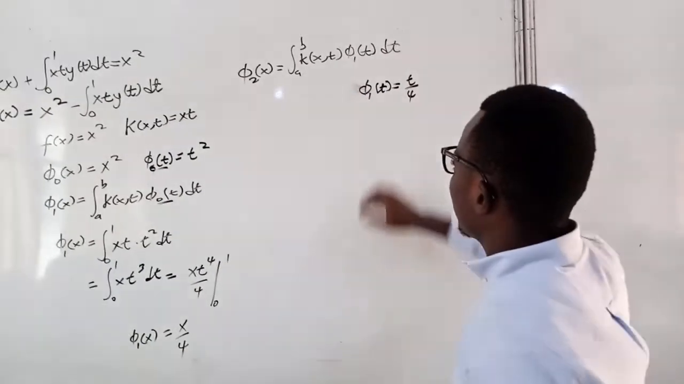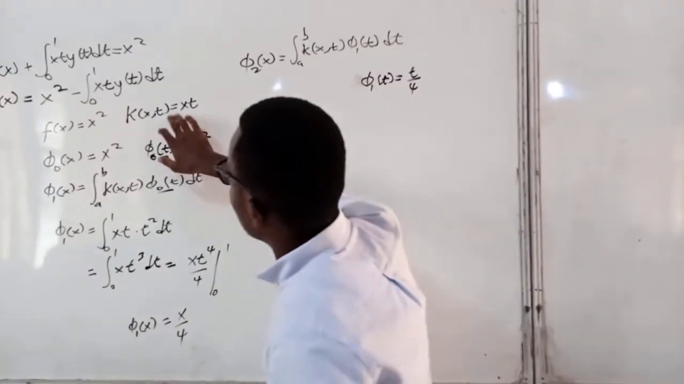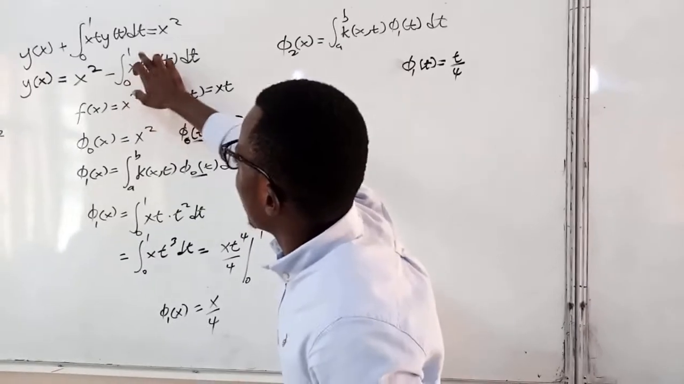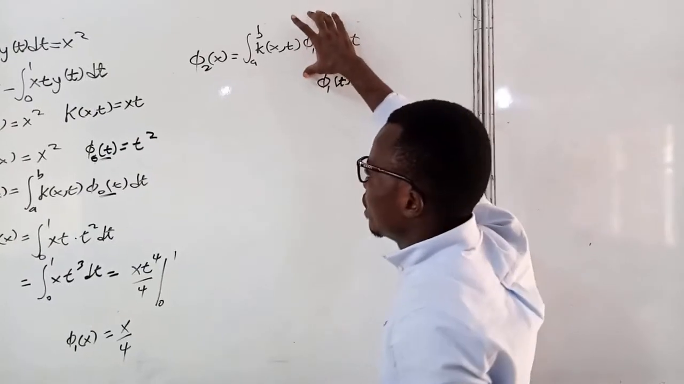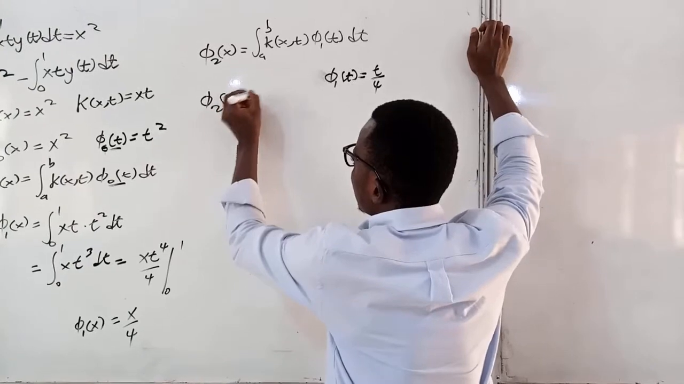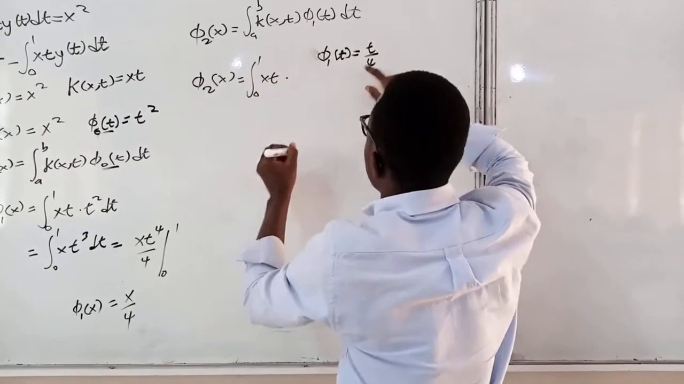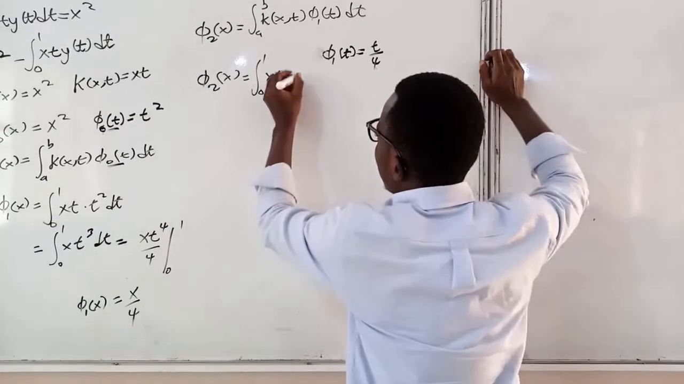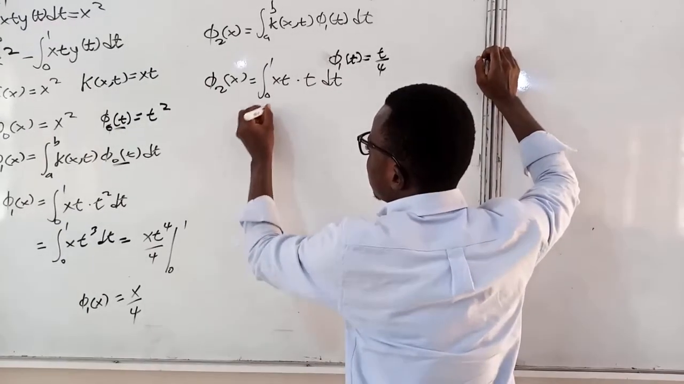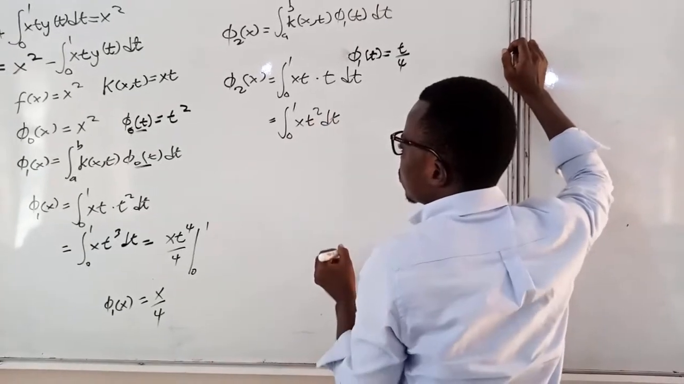Now we have phi 1 of t here, and the kernel k of st here. Then the limit is from 0 to 1. You have to substitute everything into this relation. So we're going to have our phi 2 of s equal to the integral from 0 to 1 st times t over 4 dt. This is the same as integral from 0 to 1 s t squared over 4 dt.